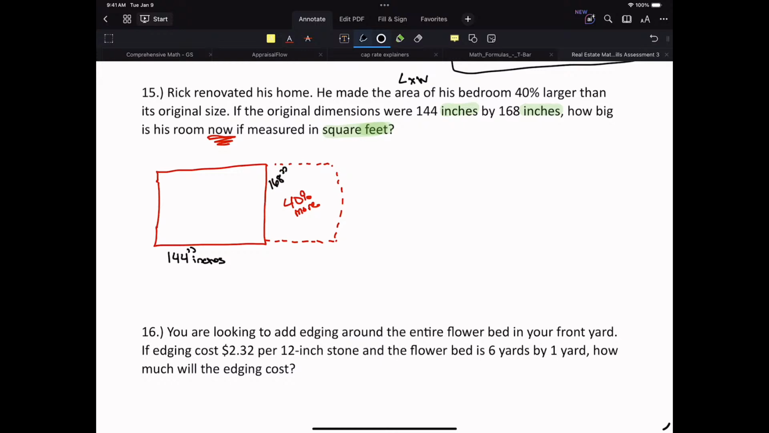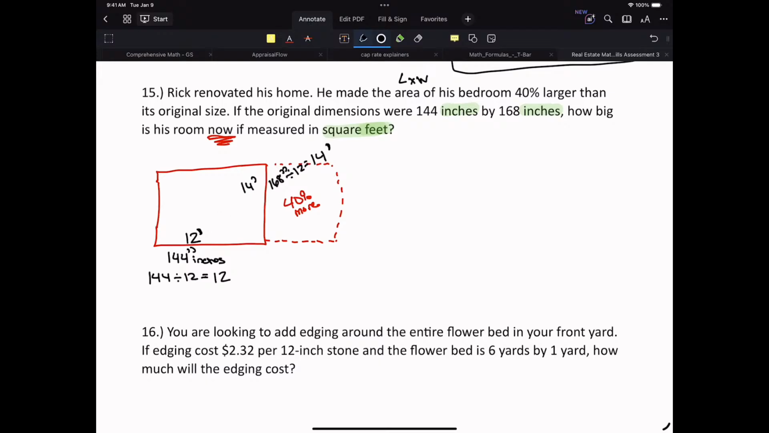Well, guys, let's get those inches into feet. We know there's 12 inches in a foot, so I'm going to take 144 and divide it by 12. What I get is 12. This thing is 12 feet. And I do the same thing over here. 168 divided by 12 is, that one I got to put in the calculator, 14. So really this thing is 14 feet by 12 feet.